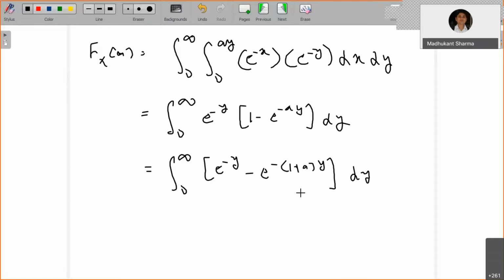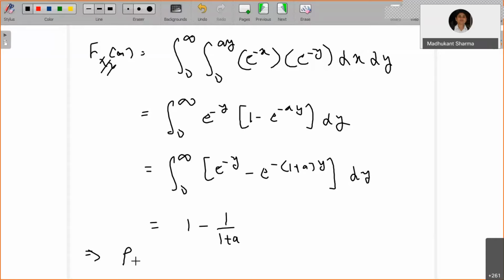Now we have already evaluated these types of integrals, so I don't want to repeat it, but you have to write all the steps when you are writing the notes. The integration of e to the power minus y from 0 to infinity is 1, and this integration is minus 1 upon 1 plus a. The minus is there because of the integration, and this integration is 1 upon 1 plus a. So this is F_{X/Y}.